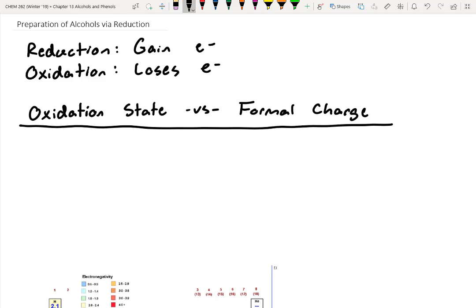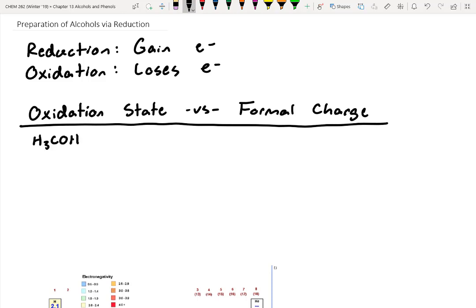All right, so let's say we have a molecule that we're looking at, and in this case, let's look at methanol as our molecule. The first thing I always do is I draw out the Lewis dot structure, and I go really old school, and I draw out all of my electrons. And you'll see why in a second.